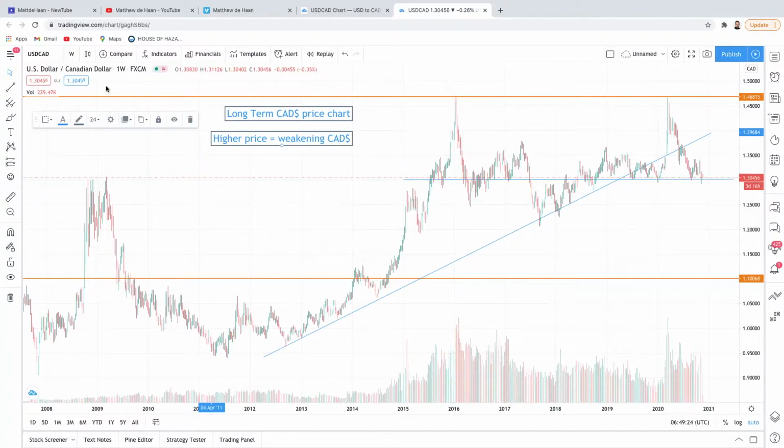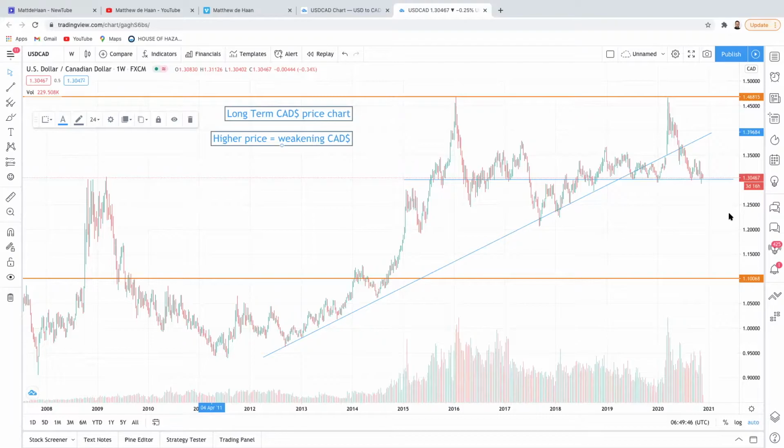This is the Canadian dollar price chart relative to the American dollar. On the top corner here, you'll see US dollar slash Canadian dollar. The first unit here is always the denominator, the one, and then think of this as equals the Canadian dollar. And the unit on the end here, the second unit, is the variable.